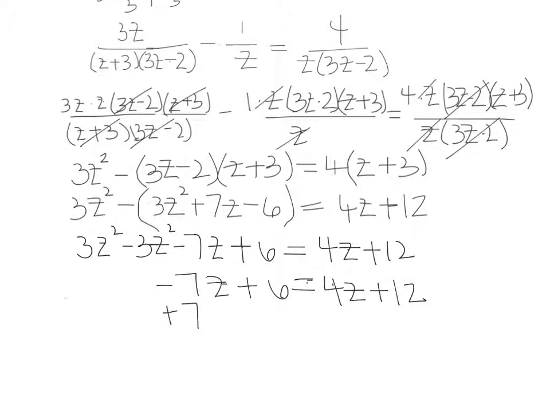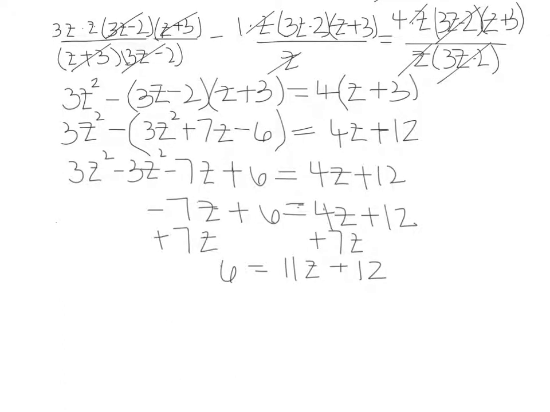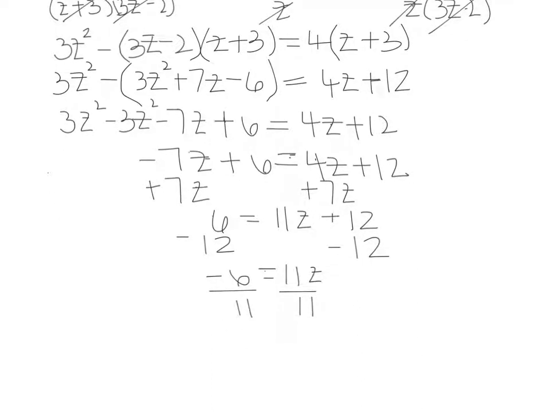We're going to add 7z to both sides. We get 6 equals 11z plus 12. Subtract 12 from both sides. We get negative 6 equals 11z. Divide by 11, and we're left with z equals negative 6/11. That is not going to make 3z minus 2 or z plus 3 equal 0, so it's not an extraneous solution. So we get z equals negative 6/11.